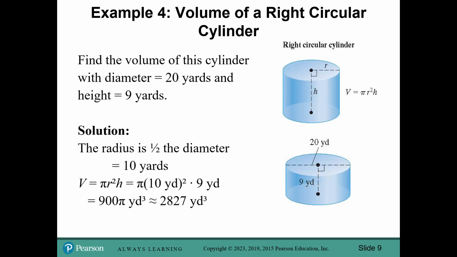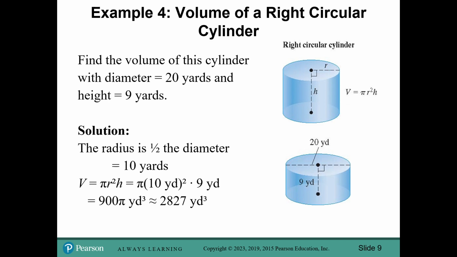All right, now, so we've looked at rectangular. We've looked at a pyramid. Let's look at the volume of a right circular cylinder. We want to find the volume of this cylinder with diameter 20 yards and height of 9 yards. Okay, so what it's telling us here is it looks like the bottom shape down here. Our diameter here, the total distance across, is 20 yards. Our height is 9 yards.